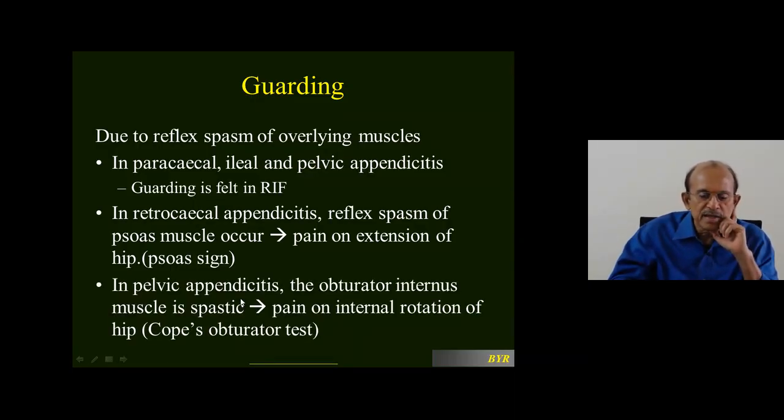In pelvic appendicitis, the obturator internus muscle is spastic, so there will be pain on the internal rotation of the hip. What is the function of the obturator internus? It is external rotation. So when you do the opposite thing, there will be stretching of the obturator muscle. That is why the patient will have pain. This is called Cope's obturator test.